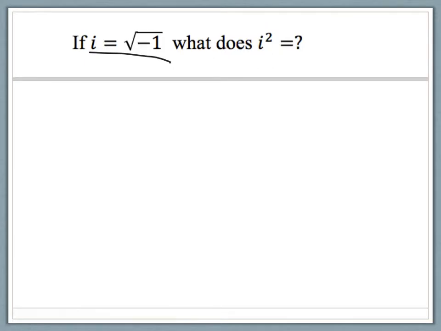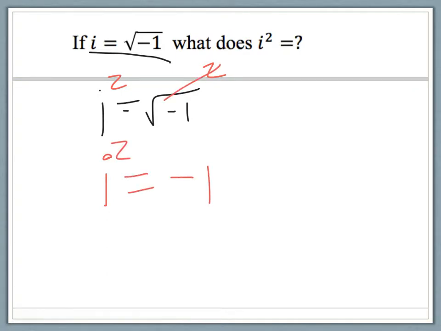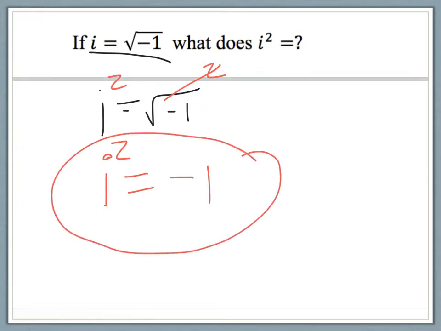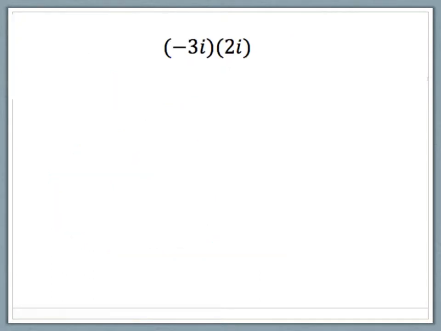So if I have i squared, let's just think about that. If i equals the square root of -1, and I want to know what i squared equals, we'll have to square both sides. So i squared is going to equal just -1, because the square and square root cancel out. That's the big thing right here, is that i squared equals -1, and we're going to use that quite a bit. Now, we're just going to go ahead and multiply these complex numbers.